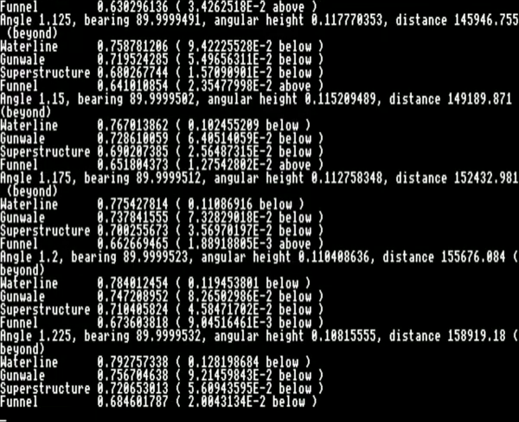And there you go, it's gone completely below the horizon by the time it gets to 156 kilometres. 1.2 degrees away.